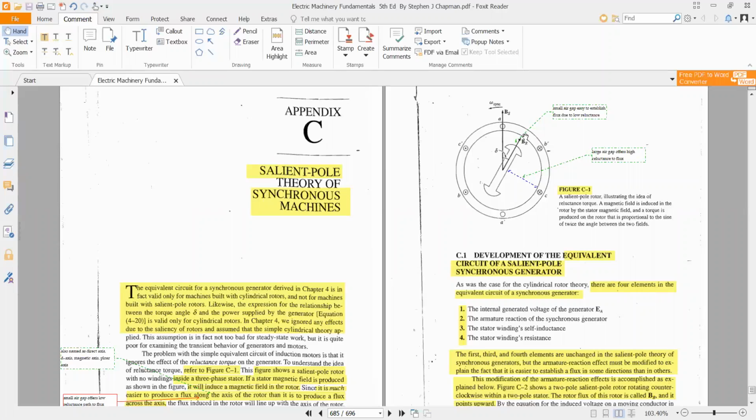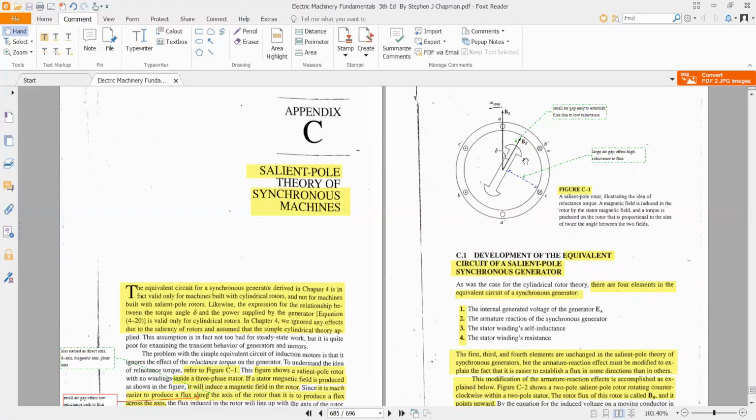We can see that because of the small air gap at this side along the direct axis of the rotor, it is easy to establish flux along this direction as compared to establishing flux along this direction, which is perpendicular to the polar axis and has a very large air gap. Larger the air gap, larger is the reluctance, and more difficult it is to establish the flux. So the magnitude of flux in this direction will be less as compared to this direction, where it is easy to produce the flux because of the small air gap.